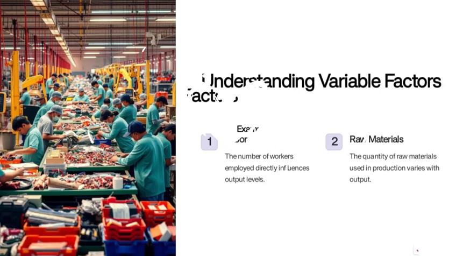Understanding variable factors. Labor: the number of workers employed directly influences the output level. Raw materials: the quantity of raw materials used in production varies with output.